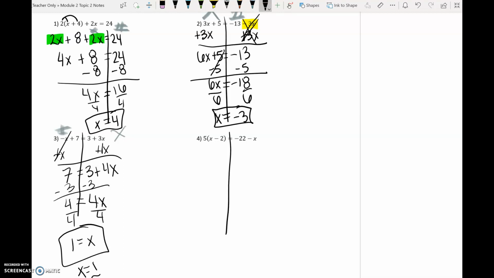Last but not least, let's distribute again. So I'm going to distribute. I'm going to have 5x subtract 10 equals negative 22 minus x. So again, I need to pick a number side and I need to pick a letter side or variable side. So I have a positive 5x over here and a negative x over here. Usually I'm going to pick my positive to be the x side. So I'm going to pick the left side to be x this time. So I need to move over this minus x and I'm moving it to the other side, right? It's not on the same side. So I'm going to have to do the opposite.